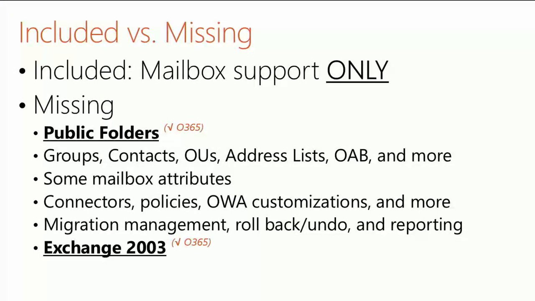Groups, contacts, OUs, address lists, and all those other Exchange objects that aren't mailboxes, none of those come over. So I'll be going over those. Some other mailbox attributes don't come over: connectors, policies, email address policies, retention limits, retention tags. That's all stuff you have to either export to a file, bring over, or manually recreate.